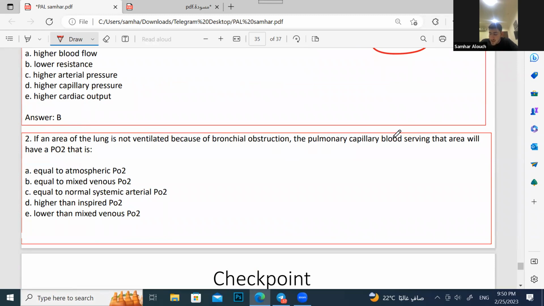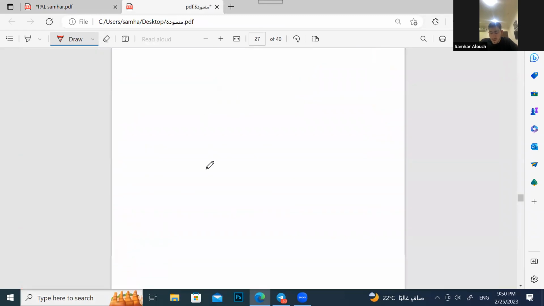The other question: if an area of the lung is not ventilated because of bronchial constriction, the pulmonary capillary blood serving that area will have what PO2? Before that, I want to explain one last thing, names.